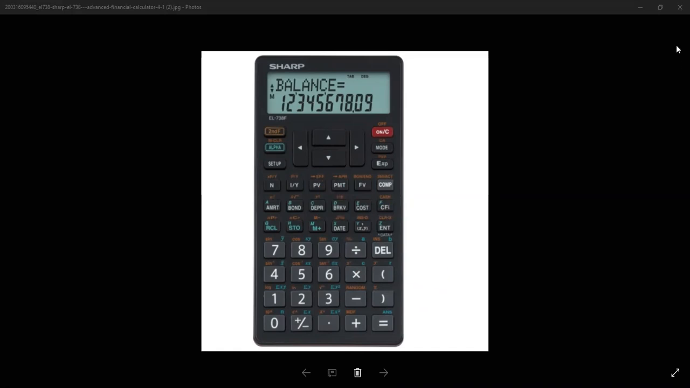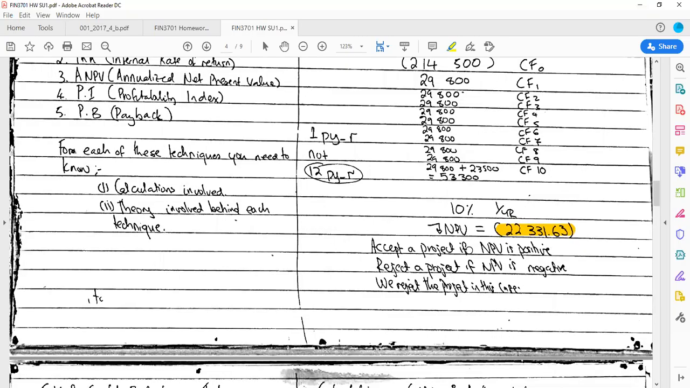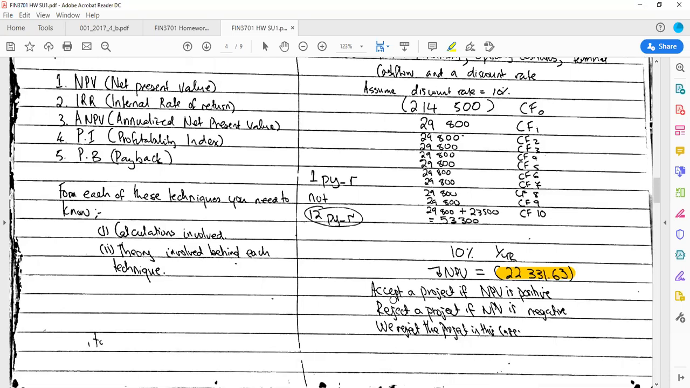So if you do that correctly, you should then get an NPV of minus 22,331.63. And when it comes to the NPV, we accept the project if its NPV is positive, and we reject the project if its NPV is negative. So in this case, because the NPV is negative, we reject the project.